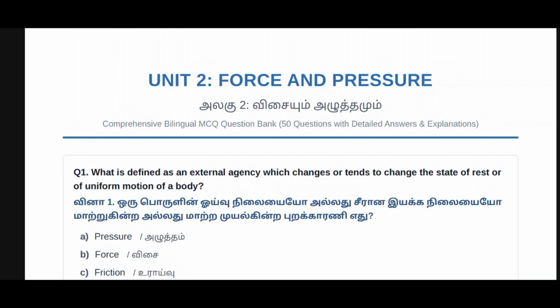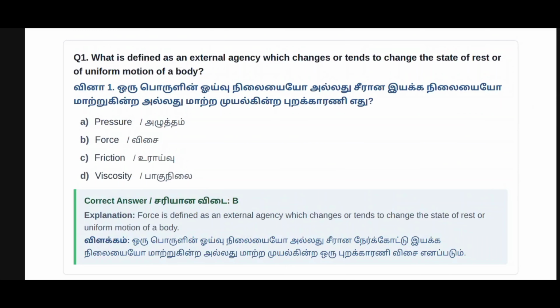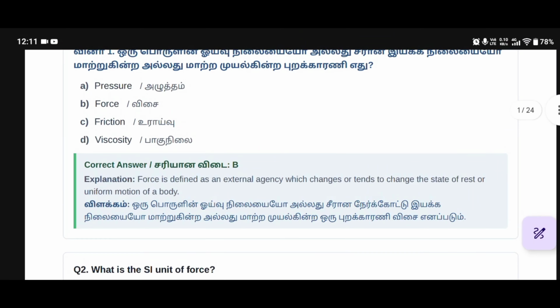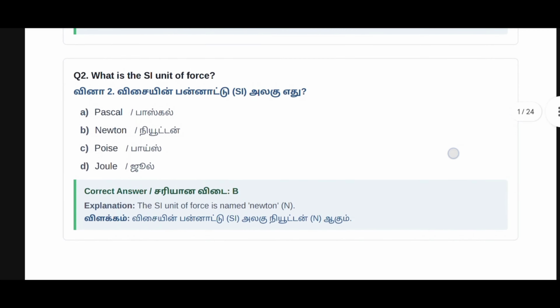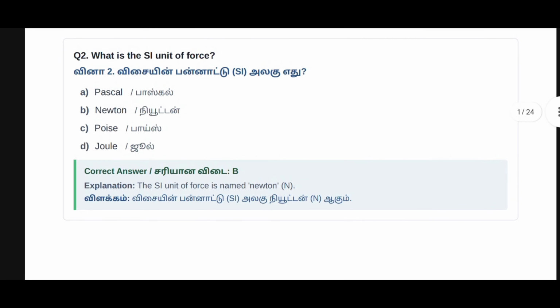ஓகே, ஃபர்ஸ்ட் கொஸ்டின் போலாமா? What is defined as an external agency which changes or tends to change the state of the rest or of uniform motion of the body? ஆன்சர் வந்து ஃபோர்ஸ். What is the SI unit of force? Option B, Newton.